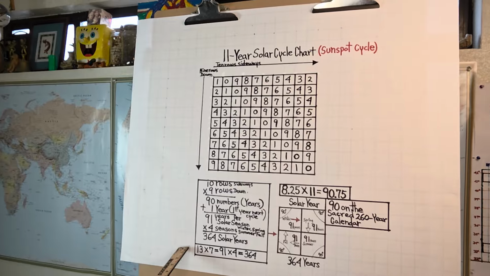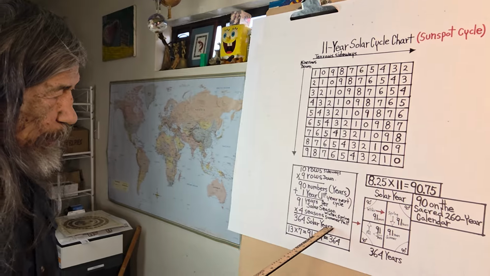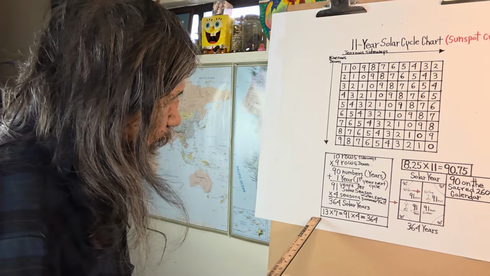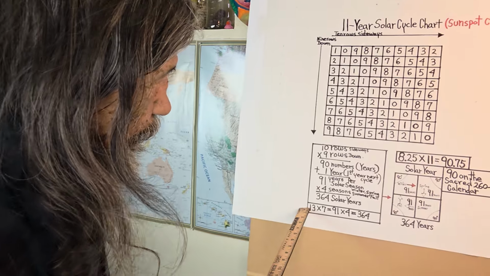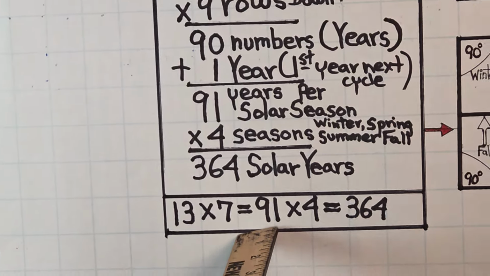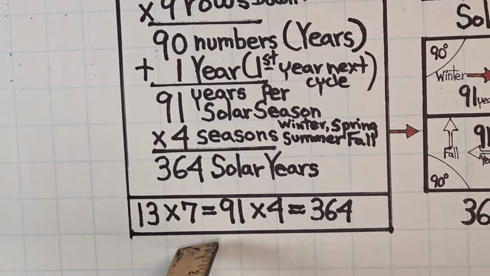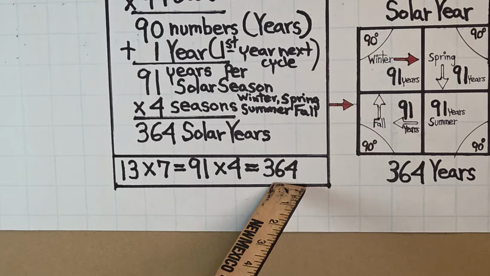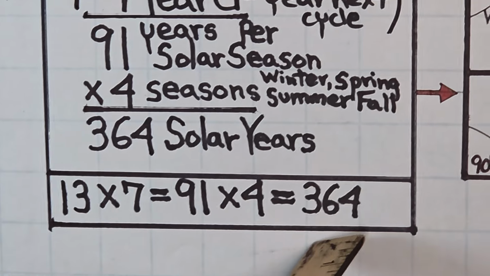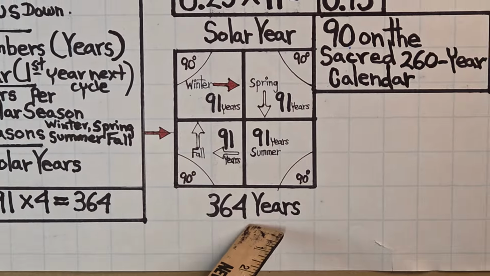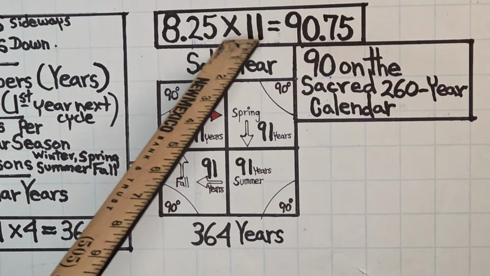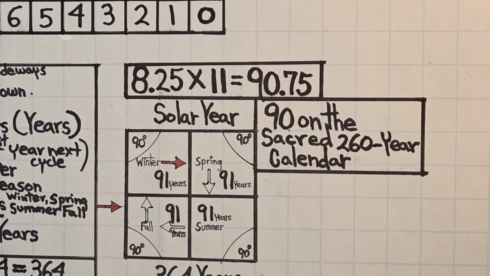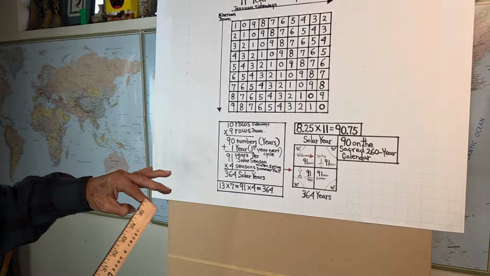Because 364 solar years: 13 times 7, there's that number 13, equals 91. And then what's 91 times 4? 364. And what is that? The 364 years in a solar year cycle. So that's the bigger picture.